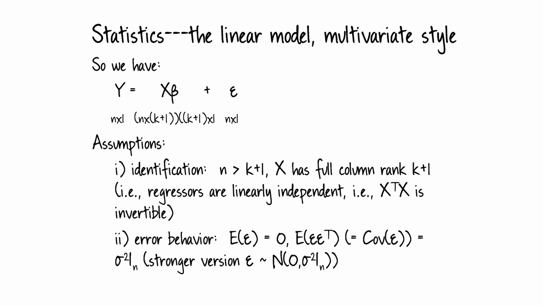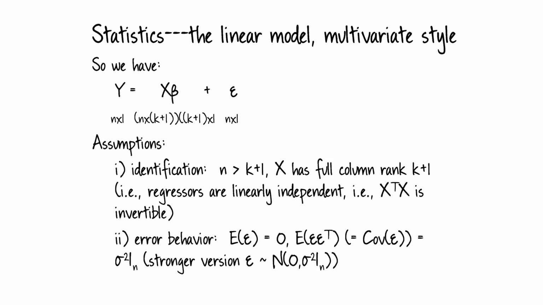I'm basically going to go through the same assumptions, but in a slightly more general way than when I discussed assumptions in the bivariate model. They have to be discussed more generally now because they're a little more complicated with the multivariate model. I'm going to condense all of the assumptions into two basic categories: one is the identification assumptions, and two is the assumptions on the error behavior.